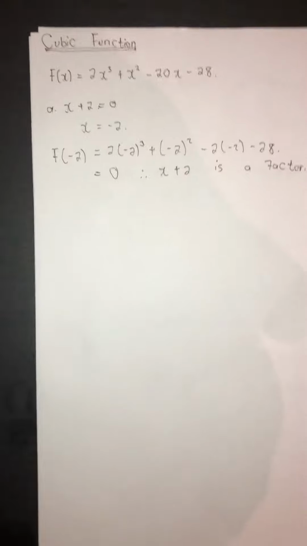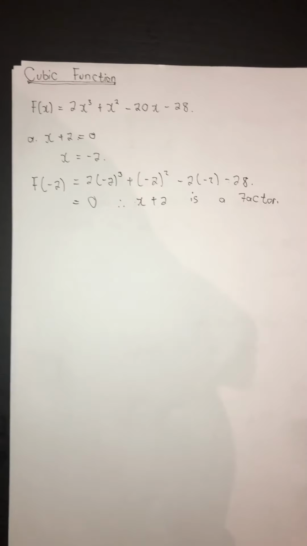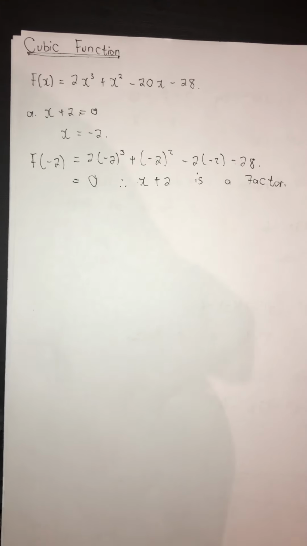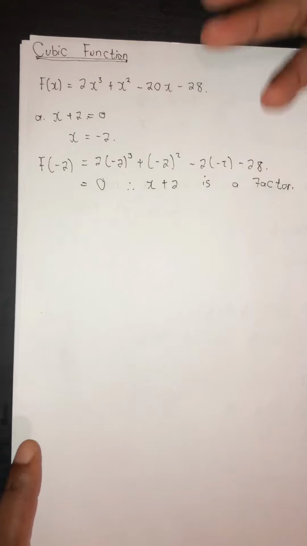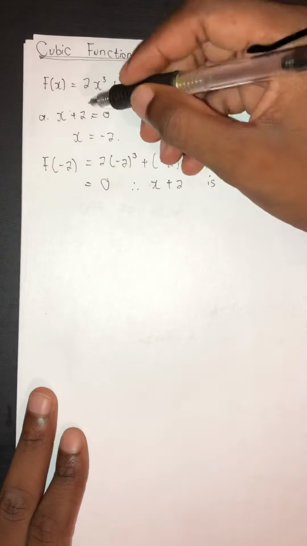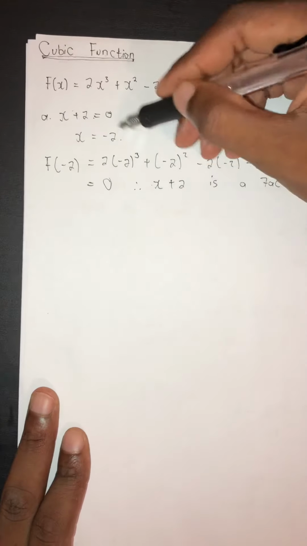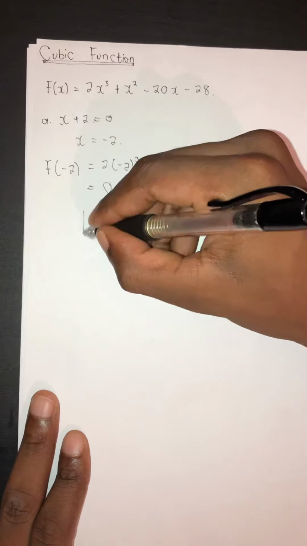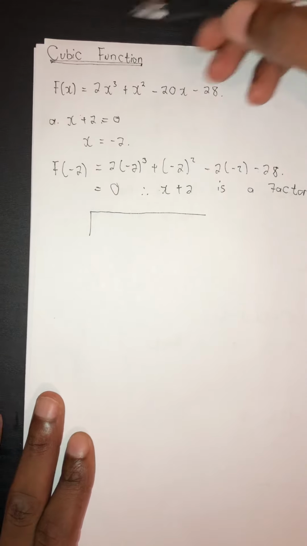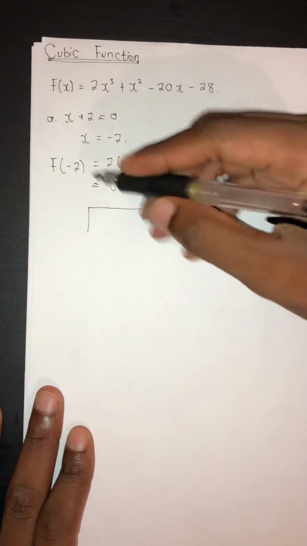Number B, still on number A, they said show that x plus 2 is a factor and hence determine all the factors of f of x. Since we have the first factor as x plus 2, we solve for x here and get negative 2. We use synthetic division to get the other factors. Remember, how do we use synthetic division? We take the coefficients of x cubed, x squared, x, and the constant in that order.